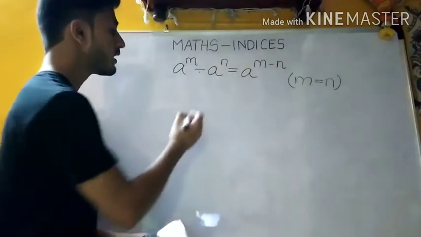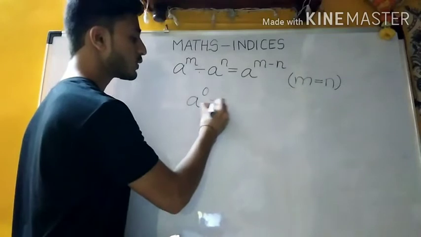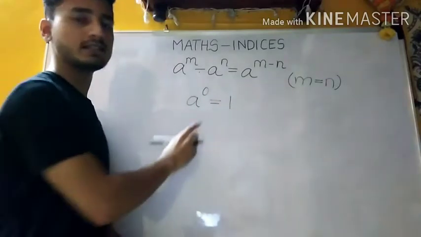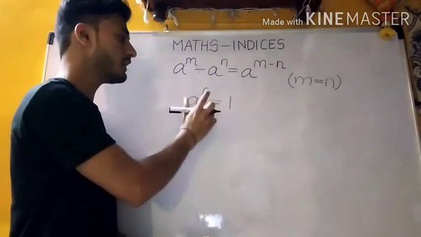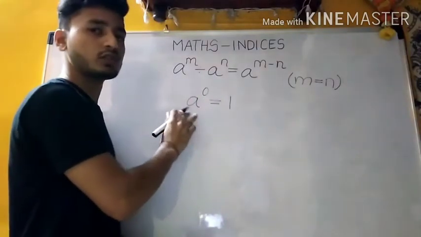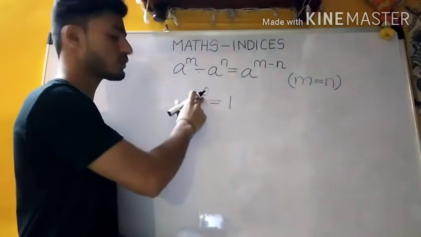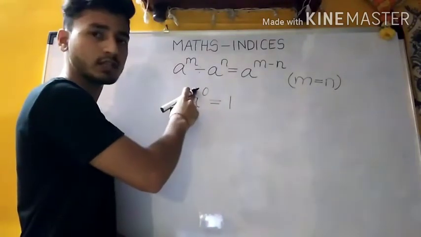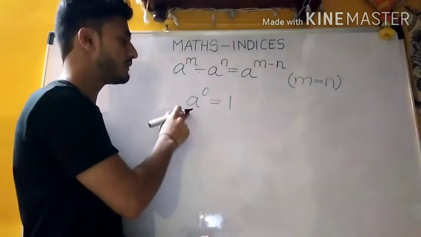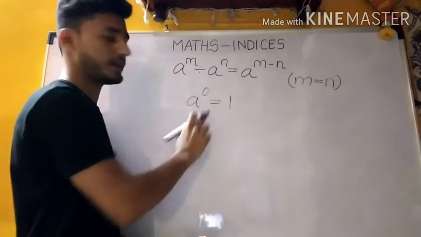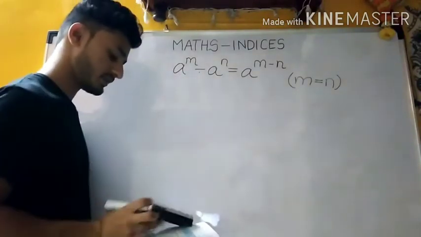A raised to the power 0 is equal to 1. This law of indices is required for the third case. Here you should assume that A raised to the power 0: any base having the power 0, the answer will be 1. It can be any base. So any base with power 0 will be 1. We are going to use this formula for the further sums.